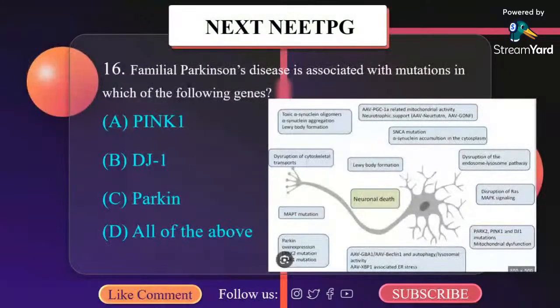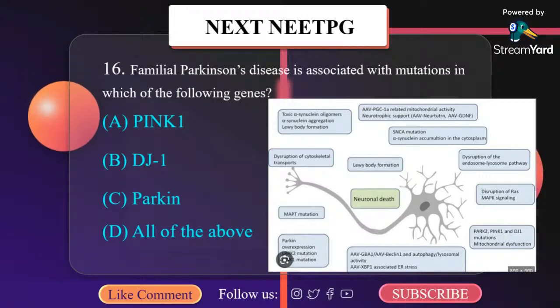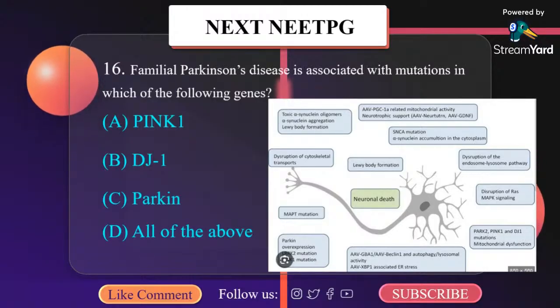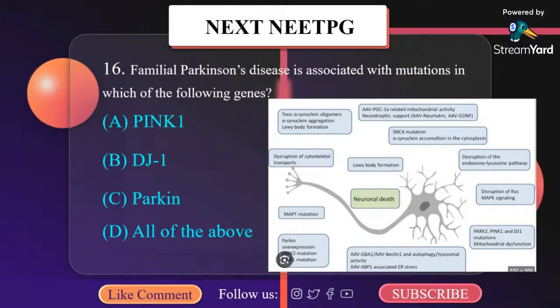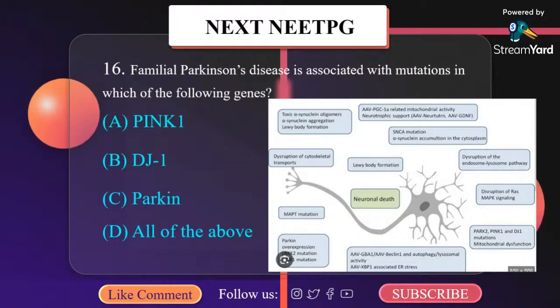Familial Parkinson disease is associated with mutation in which of the following genes? A, PINK1, B, DJ1, C, Parkin, D, all. It is all of the above. Familial Parkinson disease is associated with mutations in leucine-rich repeat kinase 2, LRRK2, alpha-synuclein, Parkin, PINK1, and DJ1. PINK1 is a mitochondrial kinase and DJ1 is a protein involved in protection from oxidative stress.